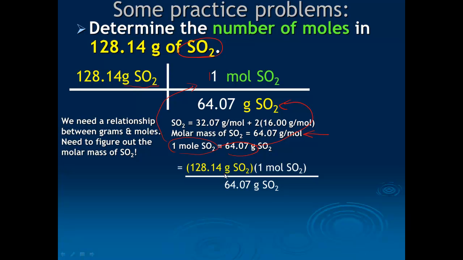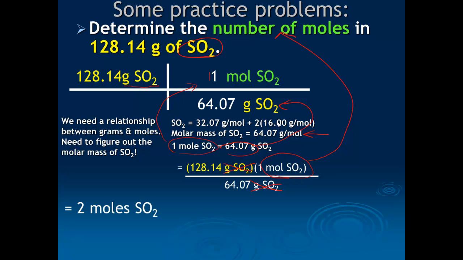And one thing I forgot to point out on the last problem is these units cancel. That's what we're looking for. We want to be left with whatever the problem was looking for. I have moles left over. They don't cancel out. That should be what the problem was asking for. That's how I know I've set my problem up right. So you go ahead and do the math.